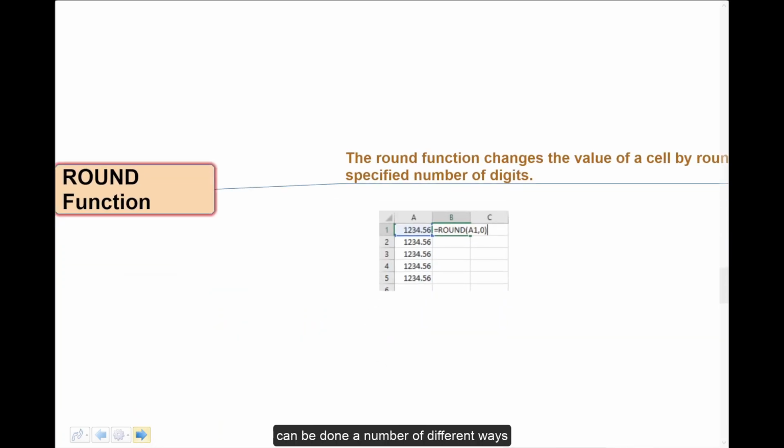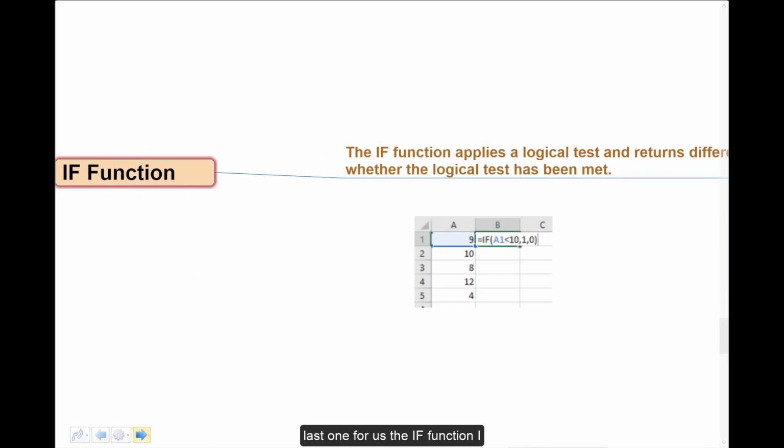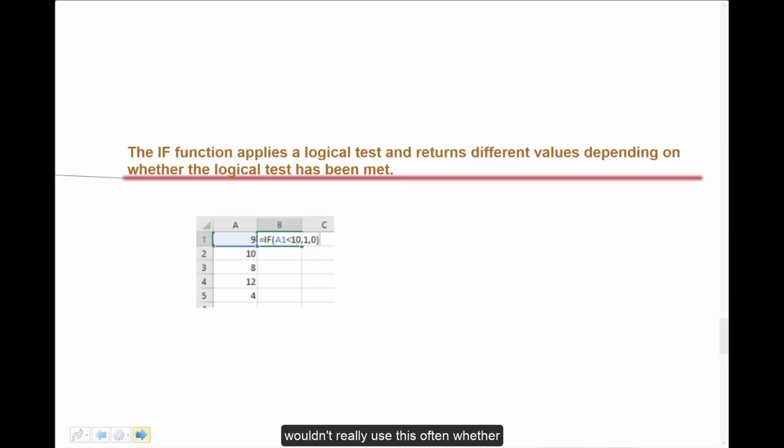Next area for us is round. This can be done a number of different ways. Again, just equals round if we're looking to round down in some way, shape or form. This is often required, but there are other ways to round as well, as you'd probably be familiar with. And then the last one for us, the if function. I wouldn't really use this often. Whether or not it would be used in an exam is a question up for discussion. It just applies a logical test and returns different values depending upon whether or not that test has been met, i.e. the 1 and the 0 at the end.